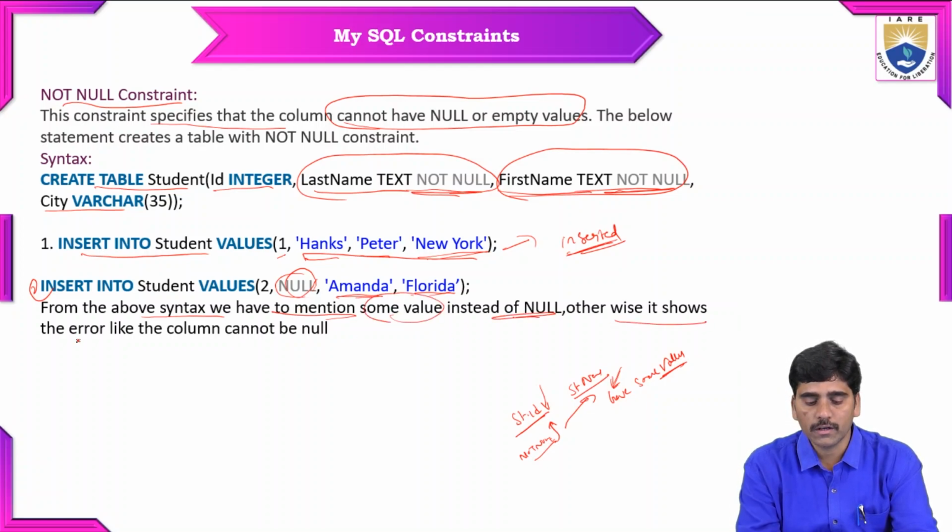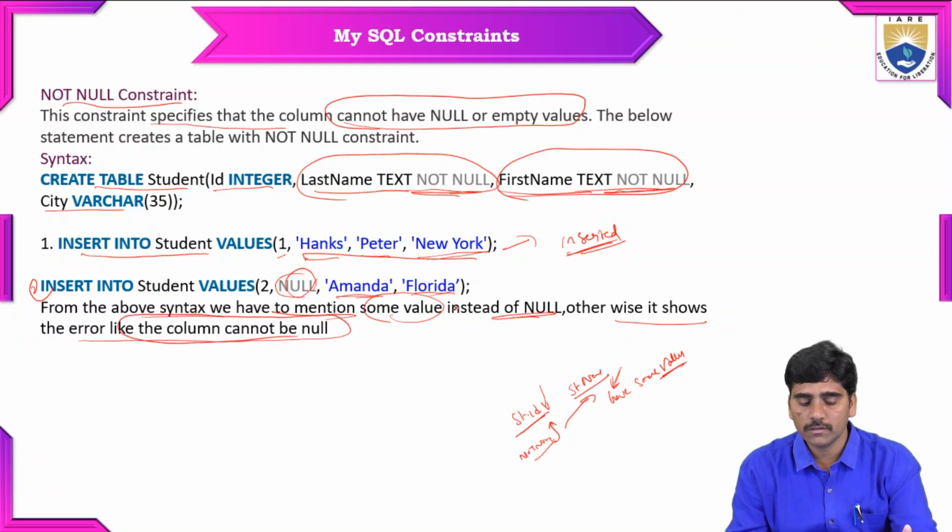Otherwise, it shows the error that the column cannot be null. So the column should have at least some value. The column could not have null or empty values. That is what it describes: the column should have at least some values and should not contain any null or empty values.